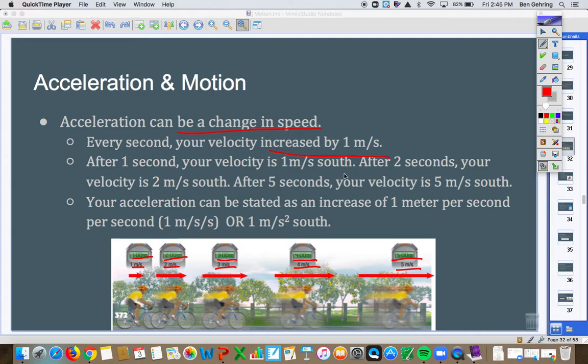So again, here's your breakdown. Your acceleration can be stated as an increase of 1 meter per second. So every second your velocity went up by 1 meter per second. Or we can take this unit here, we can combine the 2 seconds and call it meters per second squared. In both cases it needs the direction of south, because we're doing linear velocity, linear motion, and we're changing just our speed, so we can keep this direction here.